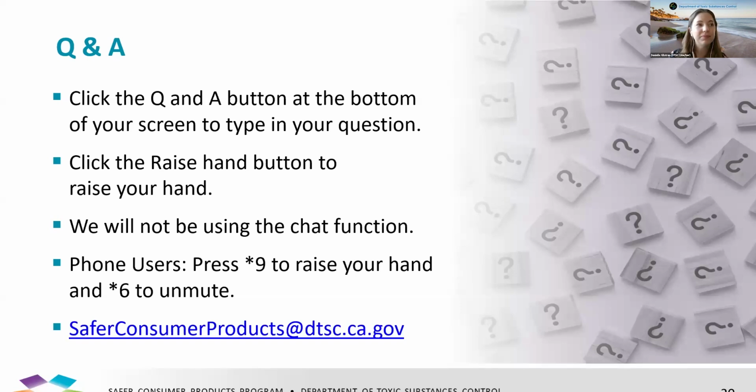Let's begin. I see we have a question from Subiksha. By adding these chemicals to the candidate chemicals list, does this only include intentional use of these chemicals, or are byproducts or unintentional presence of these chemicals also in scope?